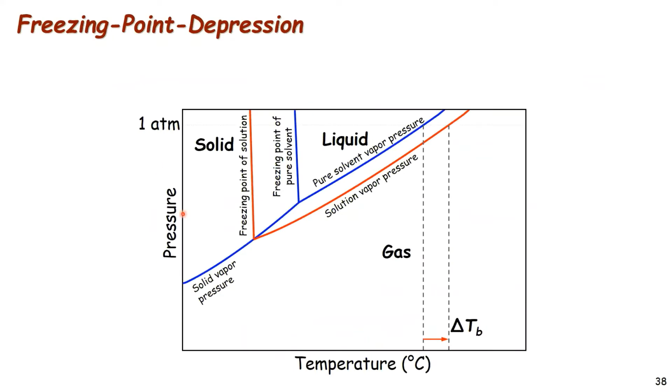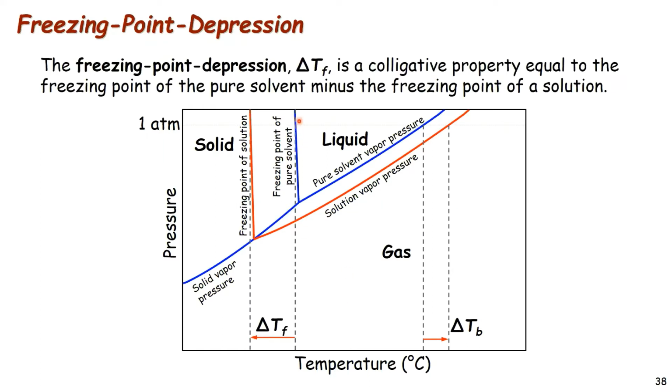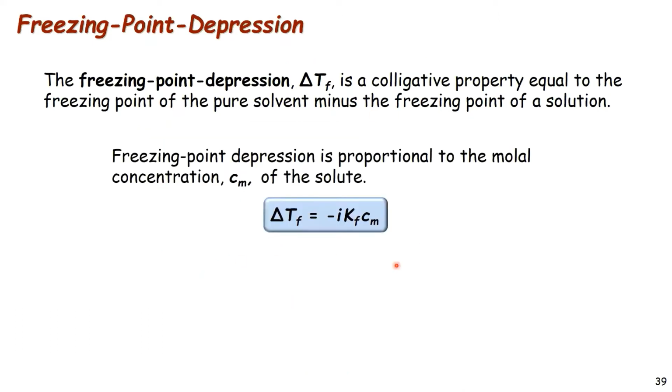Now, we're also going to lower the freezing point. We can see that again here, right? Here we can see that the freezing point of the pure solvent is right here. But once we add something to the solution, the phase diagram changes, and now the new freezing point is here. So we can see that we lowered the freezing point this time. And again, we can quantify that by using this expression right here.